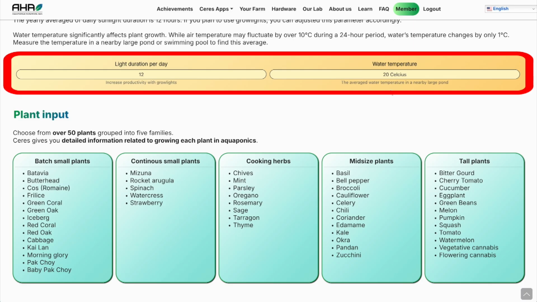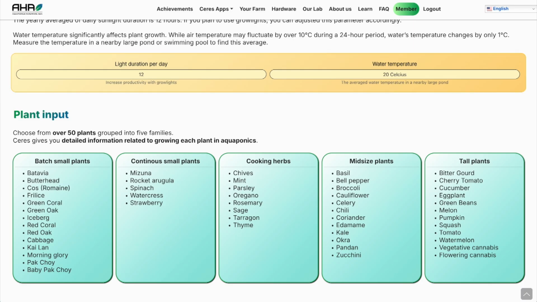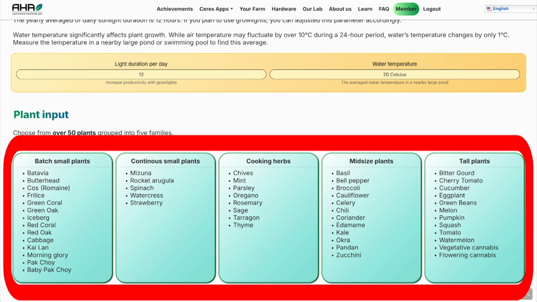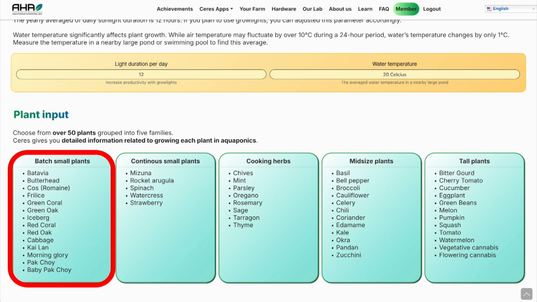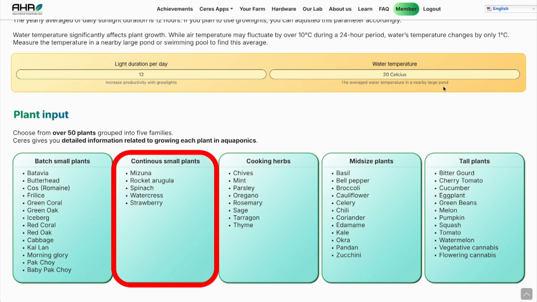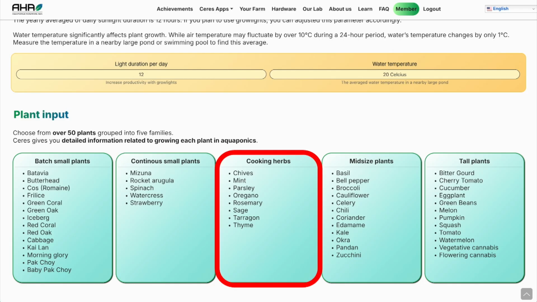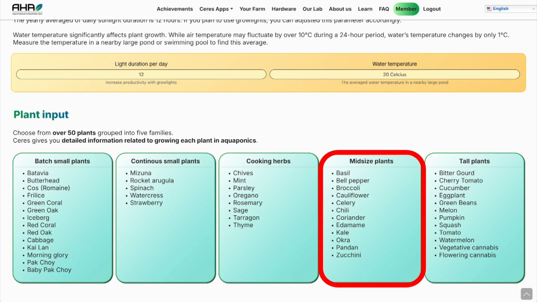The water temperature significantly affects plant growth. The next step is to enter our targeted crop. Ceres Production includes 5 models for 5 plant types. Small plants grow in batches, such as lettuce, cabbage, or kailan. Small plants grown continuously, such as rocket arugula, spinach, or watercress. Cooking herbs. Mid-sized plants that will need more vertical space, such as kale, basil, celery, chili, broccoli.